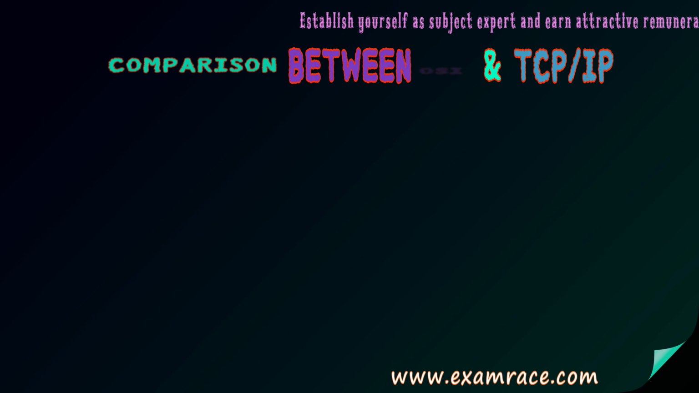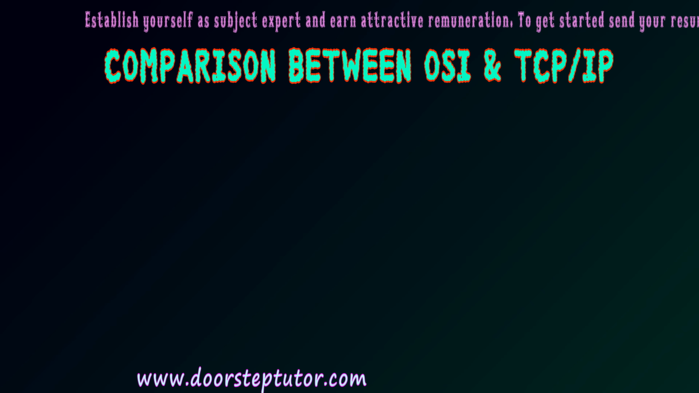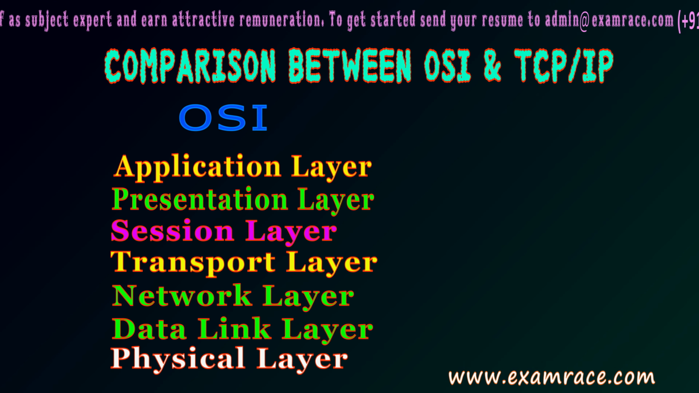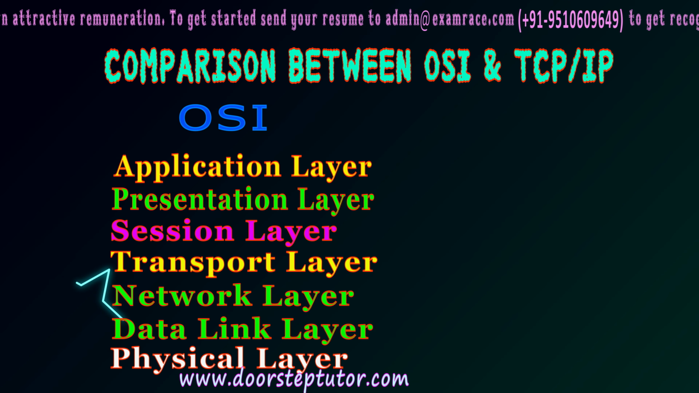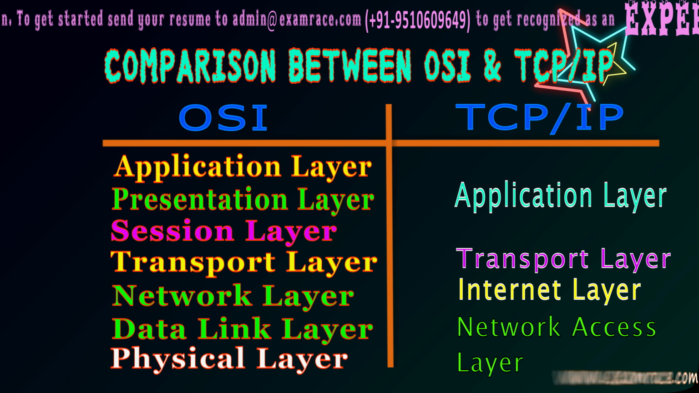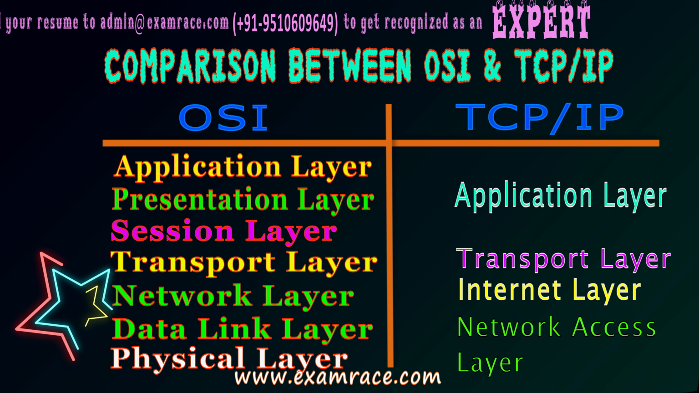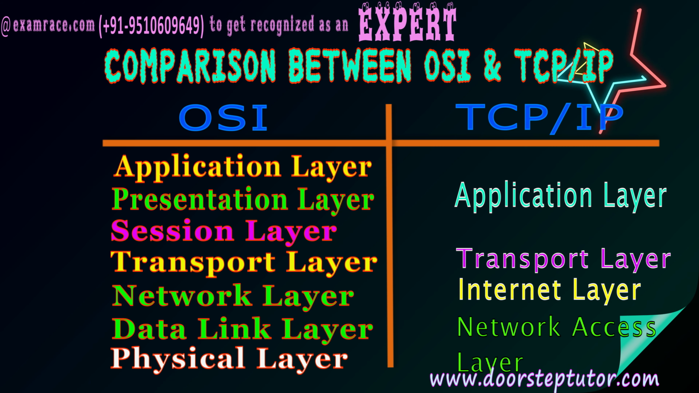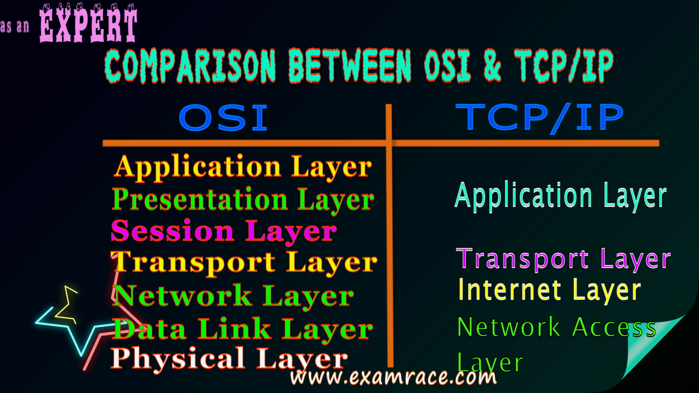So finally we are coming to the comparison between the OSI and TCP IP models. As we know, in case of OSI, we have 7 layers. But in case of TCP IP, we have only 4 layers. But these 4 layers are really equivalent to the 7 layers of the OSI model. That is why nowadays we are using TCP IP. So we can compare both models over here.